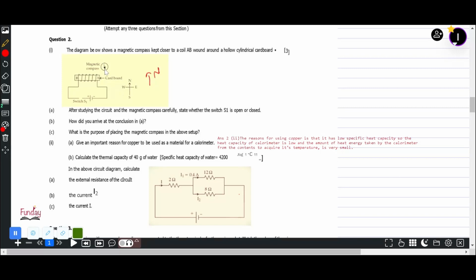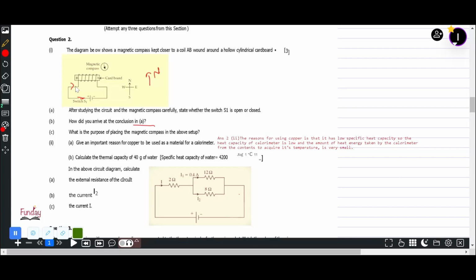And the compass is showing us down. So that is opposite the Earth's magnetic field. That means there is a current in the circuit, for the compass to have deviated from the Earth's magnetic field. So that is how we arrived at a conclusion. After seeing the circuit and magnetic compass, the switch S1 is closed. The switch is closed for the current to flow.